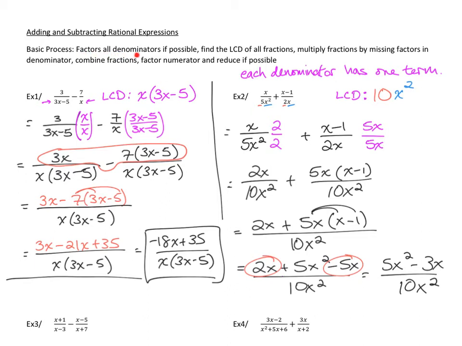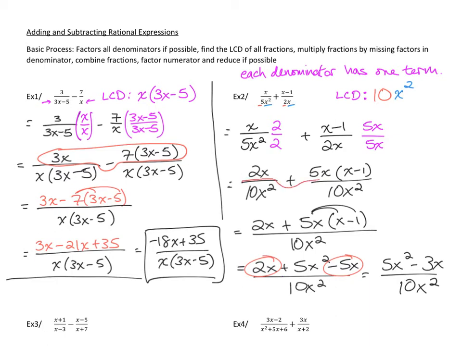We factored all the denominators if possible. We didn't need to do that here. We found the LCD of all the fractions, check. We multiplied the fractions by the missing factors in the denominator. 2 was missing here, 5x was missing here, cool. We combined the fractions, which involves, again, combining the numerators.